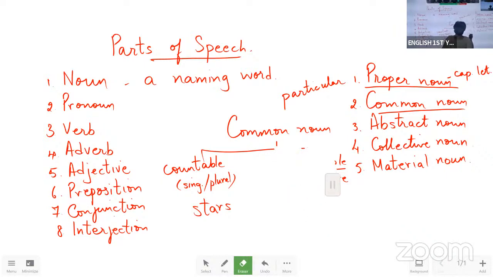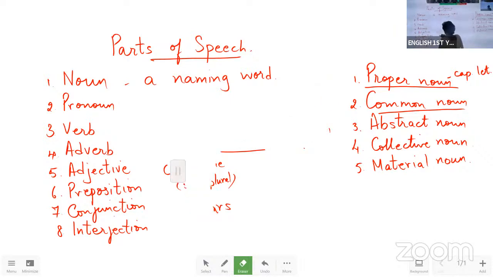So with this, we have completed common noun. So going on to the next, that is abstract noun.